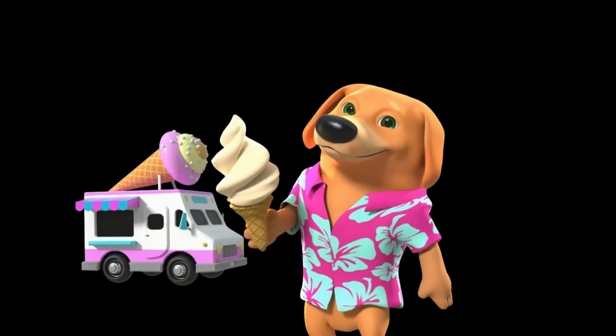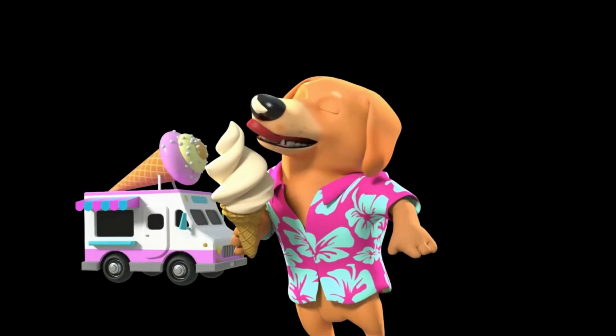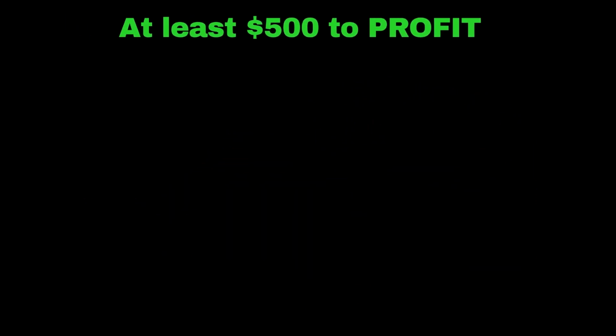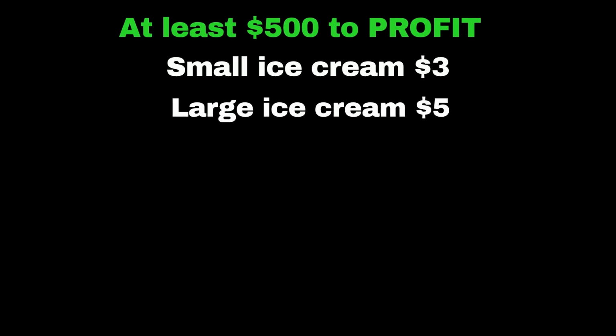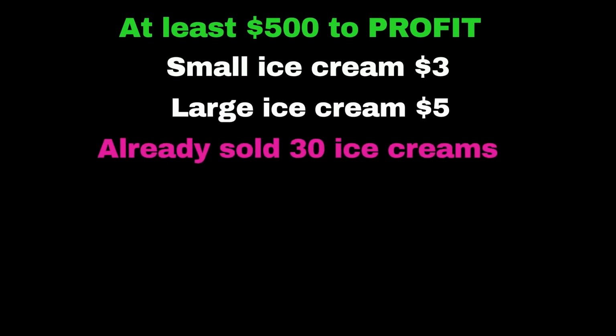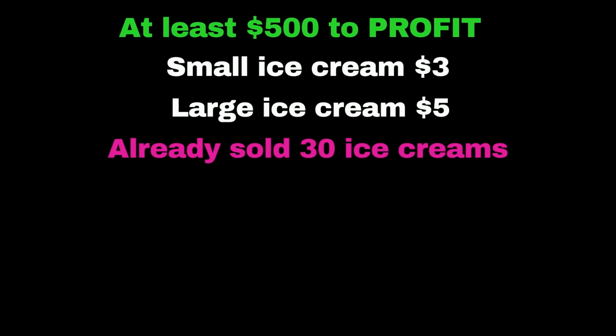Let's try a word problem. My friend Rover has opened an ice cream truck. He needs to make at least $500 to profit. He sells the small ice creams for $3 and the large ice creams for $5. He has already sold 30 ice creams today. Can you graph a system of inequalities to represent his situation?